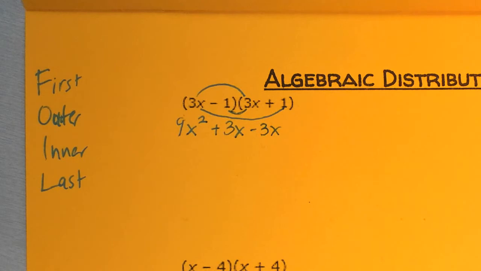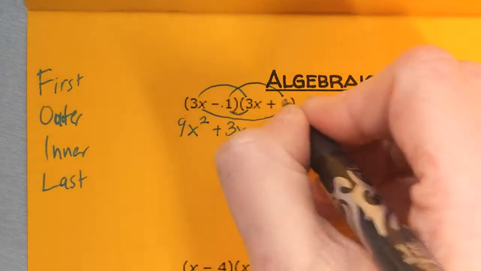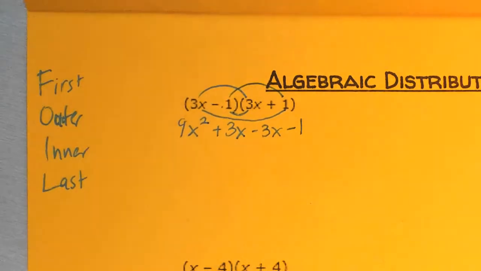Hold on, my computer has things to say. And then I connect my last terms. Negative 1 times positive 1 is negative 1.